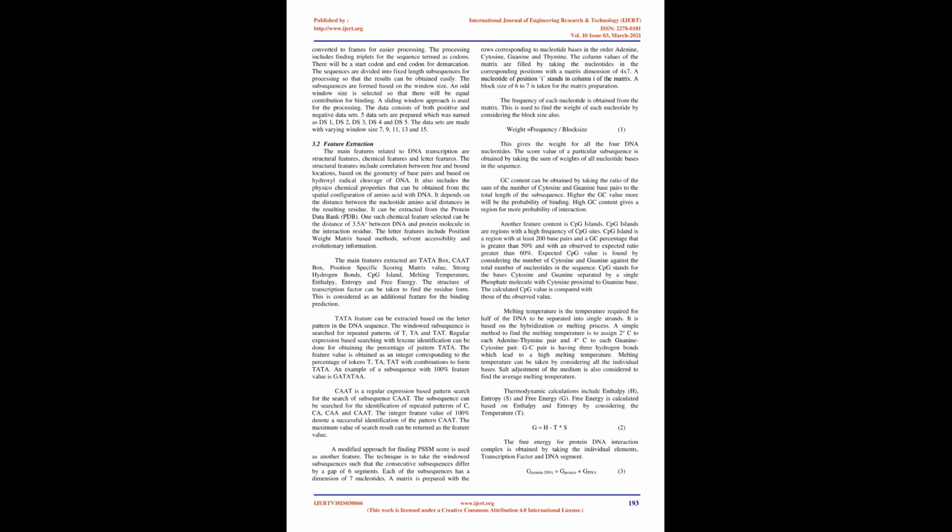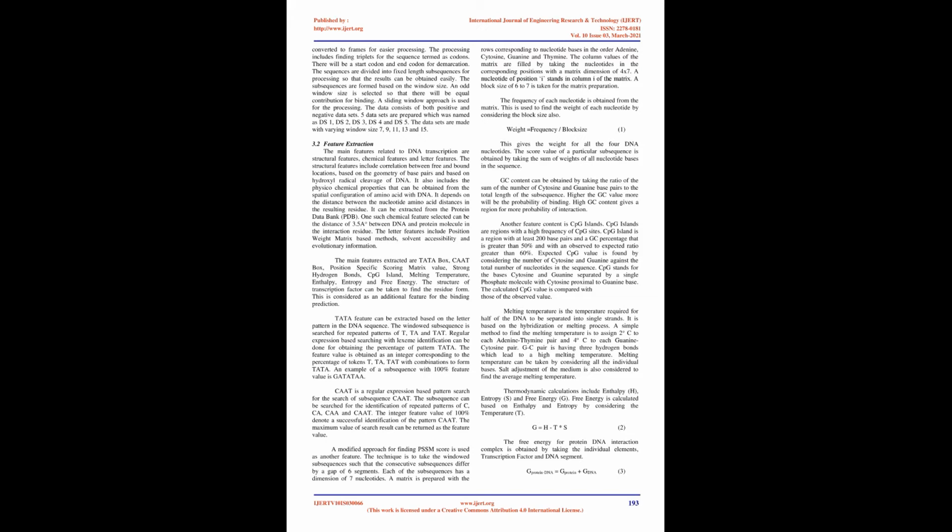One such chemical feature selected can be the distance of 3.5 Å between DNA and protein molecule in the interaction residue. The letter features include position weight matrix-based methods, solvent accessibility, and evolutionary information. The main features extracted are TATA box, CAAT box, position-specific scoring matrix value, strong hydrogen bonds, CpG island, melting temperature, enthalpy, entropy, and free energy. The structure of the transcription factor can be taken to find the residue form. This is considered as an additional feature for the binding prediction.